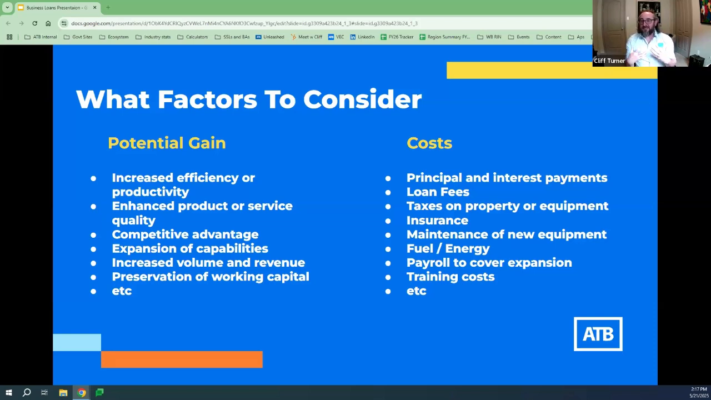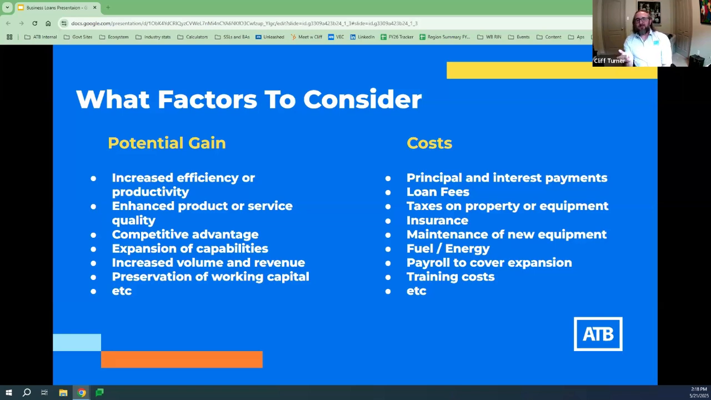Other things might be enhancing product quality or service quality, just adding to it to make it a little bit better, do a little bit better in the market. Maybe you can use whatever you're purchasing to create a competitive advantage. An example of this might be a landscaping company investing in electric equipment that's really quiet. So now they can service some of these neighborhoods that value that and maybe have an environmentally conscious bent in that community. They could finance that equipment to get that competitive advantage over their competitors.